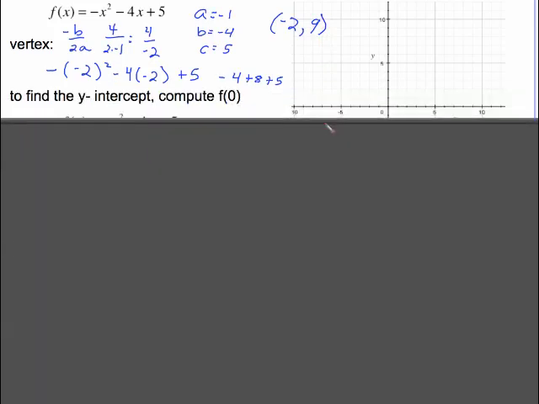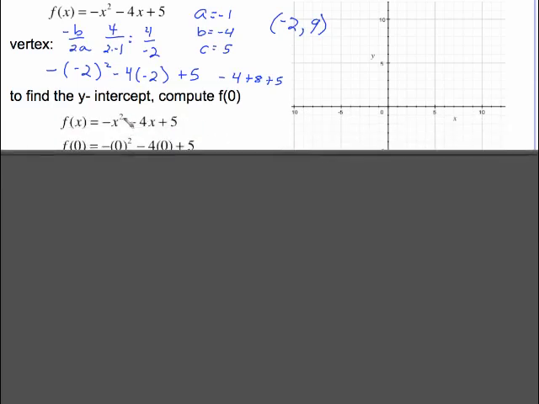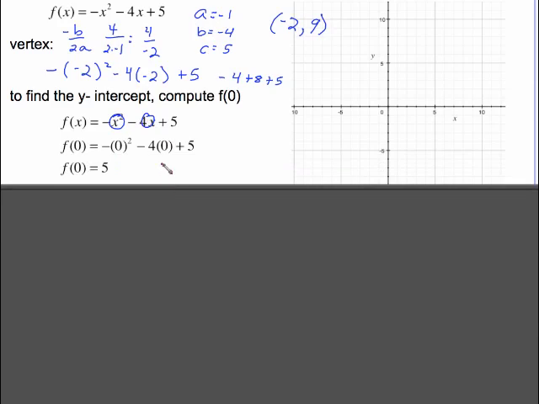Let's find the y-intercept, so we compute f of 0. So we're plugging 0 in for each of these, which just makes a big fat 0, plus 5 gives us 5. So the y-intercept is (0, 5).